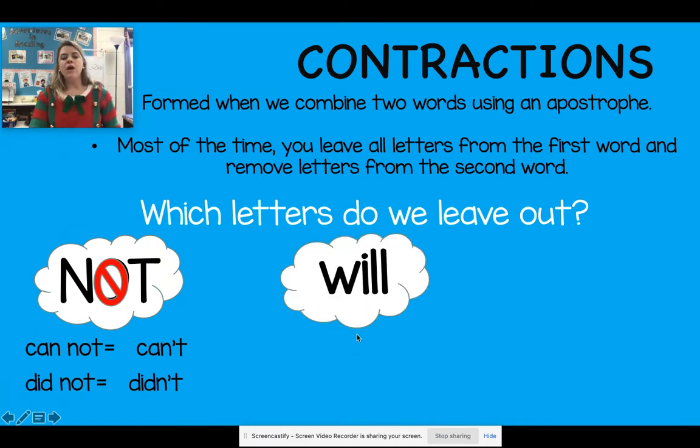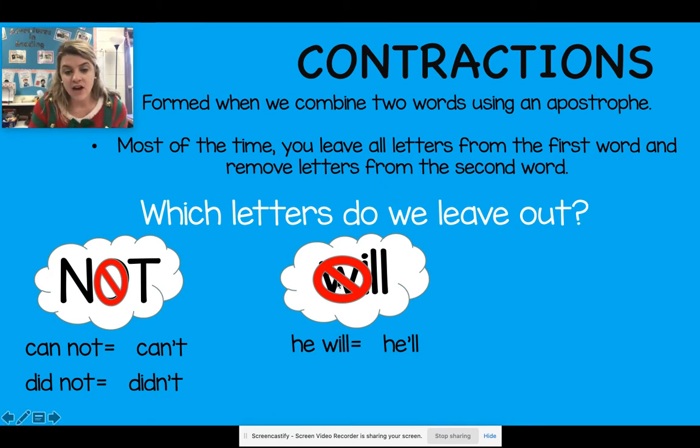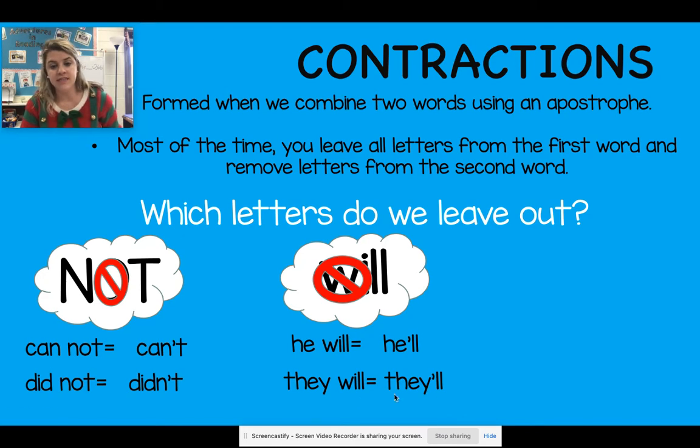What about when I use the word will? Which letters do I leave out of the contractions made with the word will? W-I. So if we have he will, we take out the W-I, put an apostrophe there, and smush them together. So he will becomes he'll. They will, see, we still kept the word they, T-H-E-Y, apostrophe L-L.